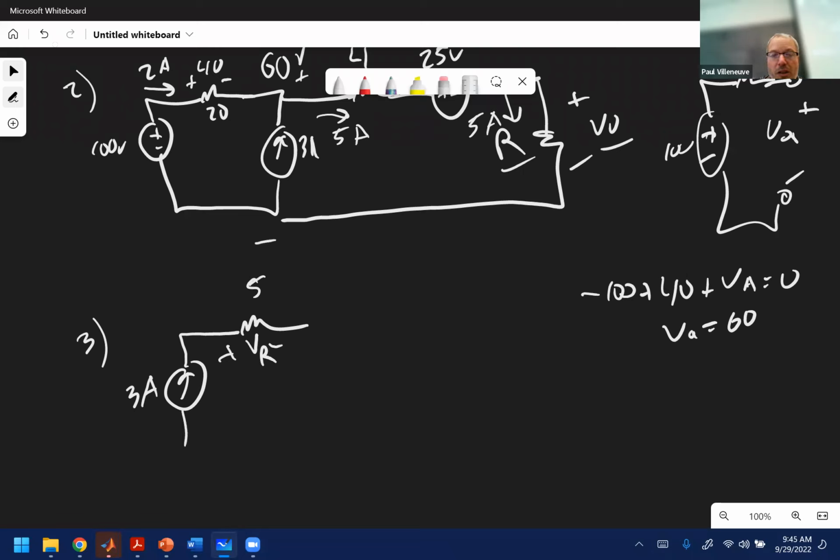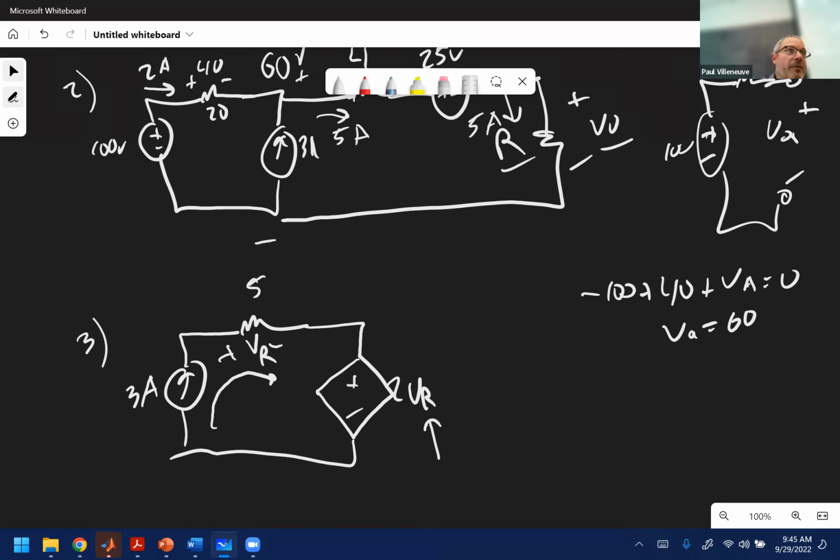So this one was a little bit of a struggle as well. And I was hoping this was going to be a fairly quick and dirty problem. Some people forgot the fact that this was 2 VR. So they just put whatever the voltage drop across here was and put it in there. It's 2 times VR, okay? You know the current through here is 3 amps. You directly know what the voltage drop is, or what VR is equal to. So solving for 2VR should be pretty easy.